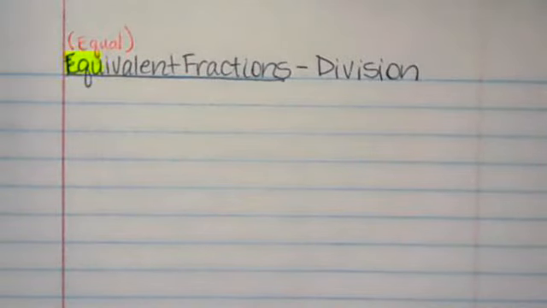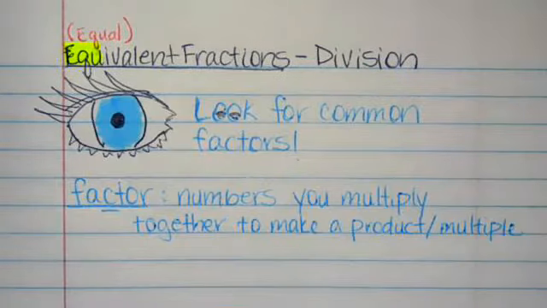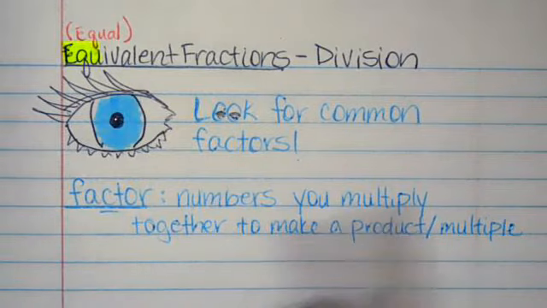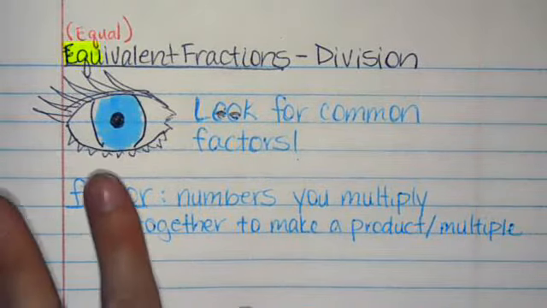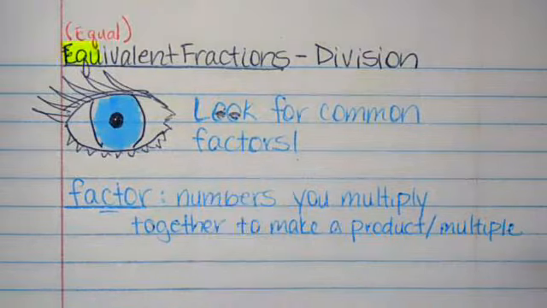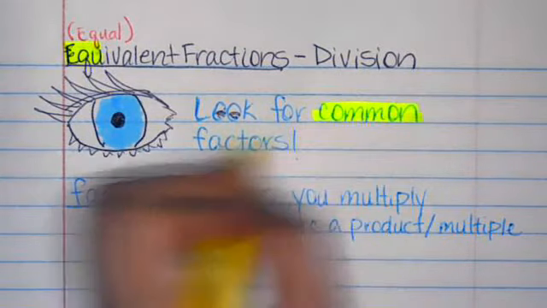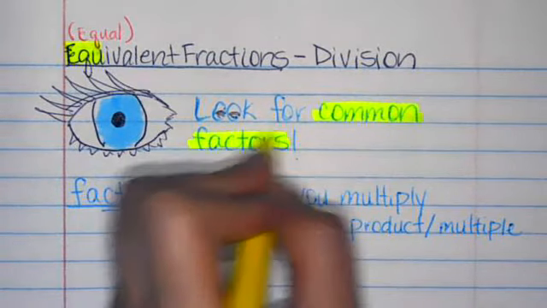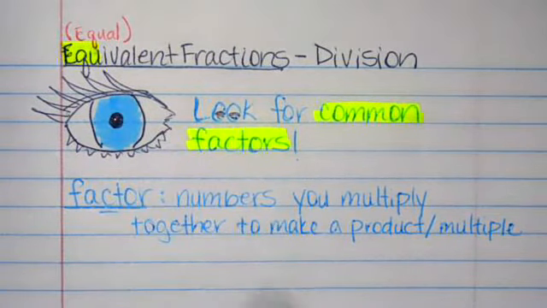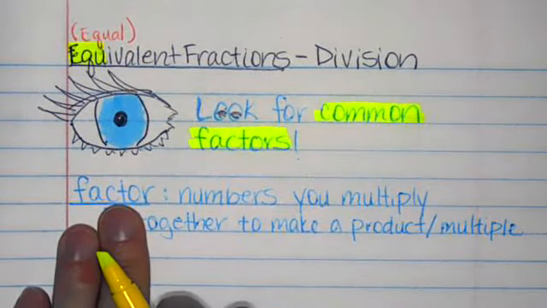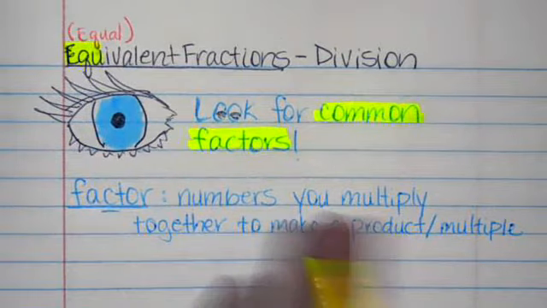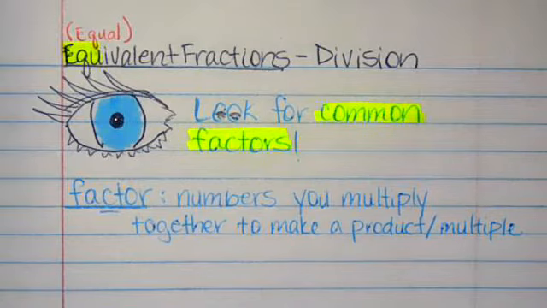So I want you to remember that when we are doing this, we're going to be using factors. In our last unit, we talked about factors. So when you are doing this division process, it is important for you to look for common factors. That means that the numbers that you have in the fraction, you're going to look for some factors that they have in common. Remember, a factor, I wanted to go ahead and define this again. Factors are numbers you multiply together to make a product or a multiple.